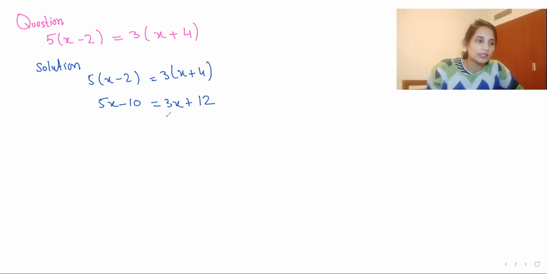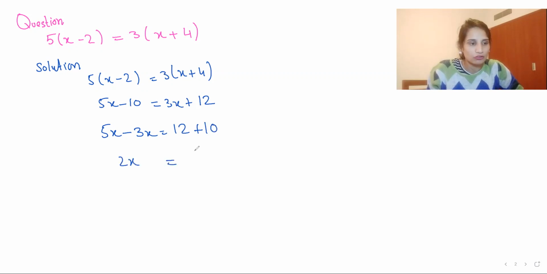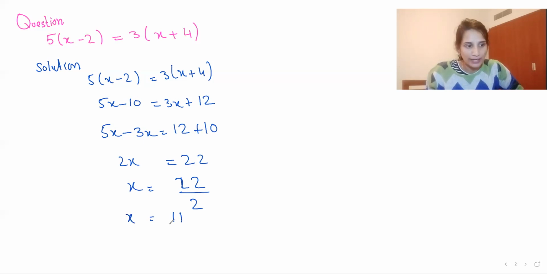Now we will take the unknowns on one side and the constants on the other side. This plus 3x would come here and become minus 3x, and this minus 10 would go on the other side and become plus 10. So 5x minus 3x would be 2x, 12 plus 10 would be 22. This 2 is getting multiplied with x, so it will go on the other side and divide the 22. So 2 ones are 2, 2 elevens are 22, so x is equal to 11 in this case.